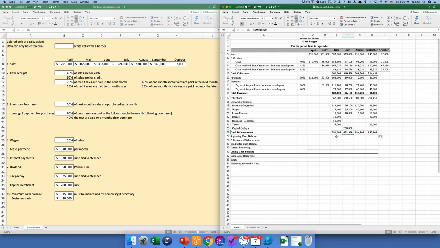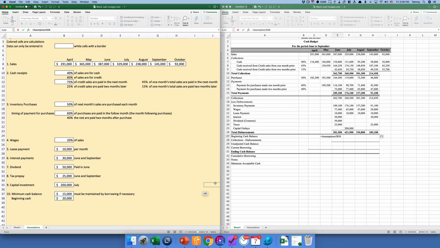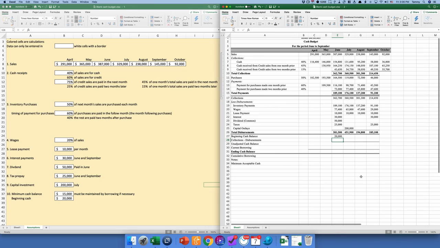Down here, we've got to figure out, first of all, whether we're going to be able to afford this capital investment, and secondly, whether we are maintaining the cash balance that we say we need. Our beginning cash balance here was that $20,000 that we have over here. So there's our beginning cash.